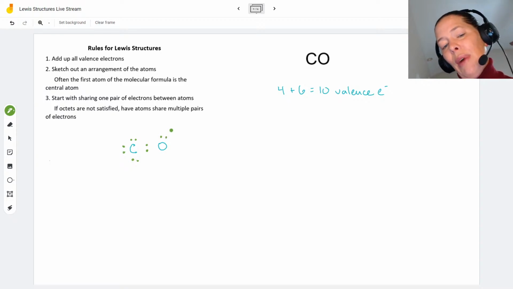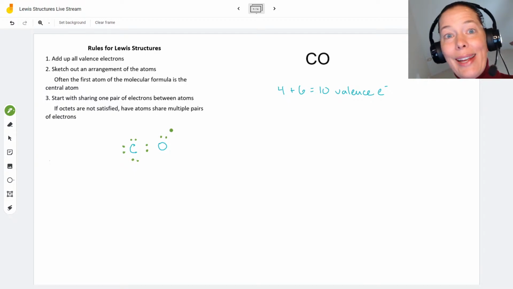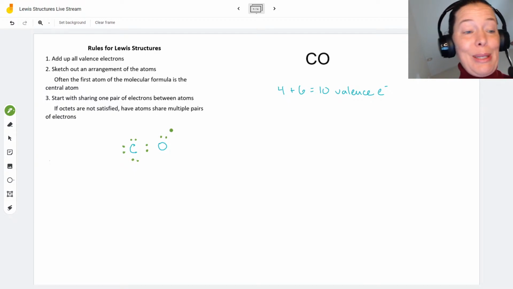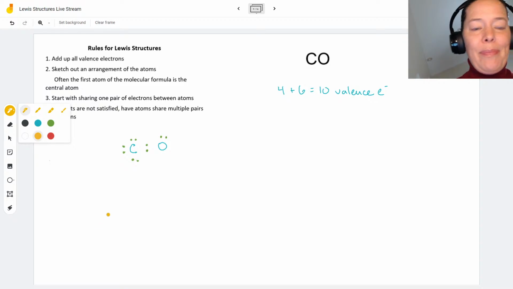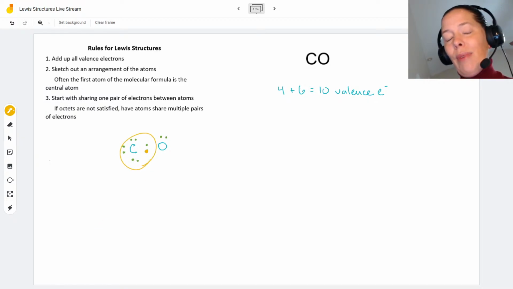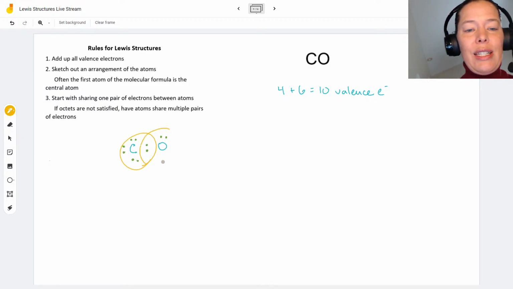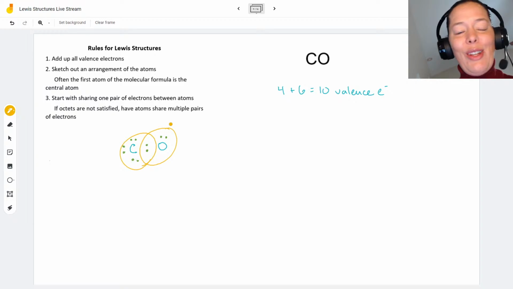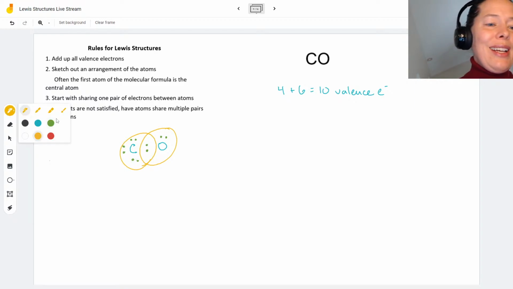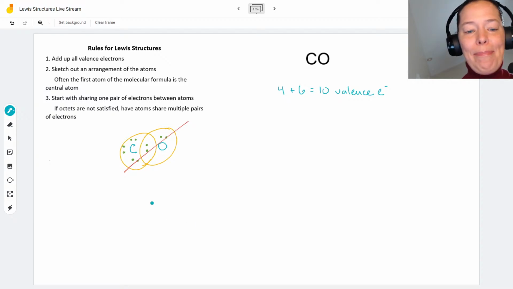You notice it's my habit to always fill in the octet on the left. Maybe you like to fill in the octet on the right. You can do it either way. It really doesn't make a difference. And of course, my carbon does have a full octet, but my poor oxygen has only got 4 electrons. So nope, that one did not work. Let's try again.